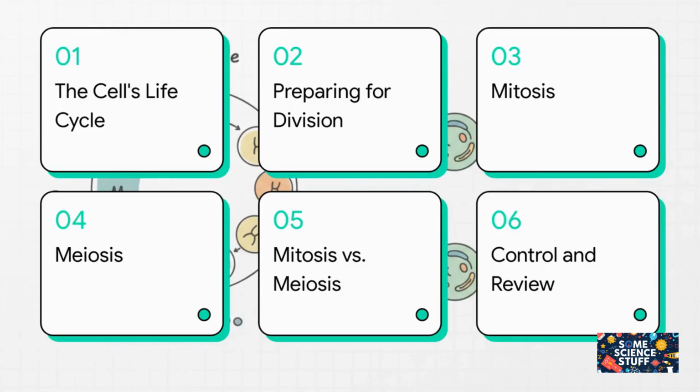So here's the game plan. We're going to start with the big picture of a cell's life. Then we'll zoom right in on the two main types of division, mitosis and meiosis. After we compare them, we'll take a look at what happens when this whole process goes wrong and why that is so important for our health.